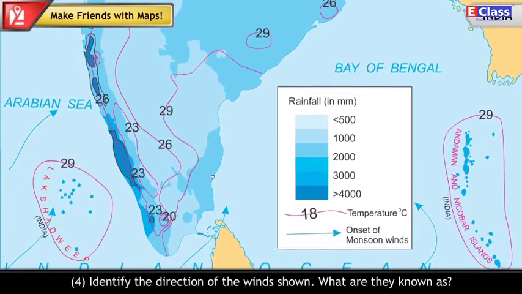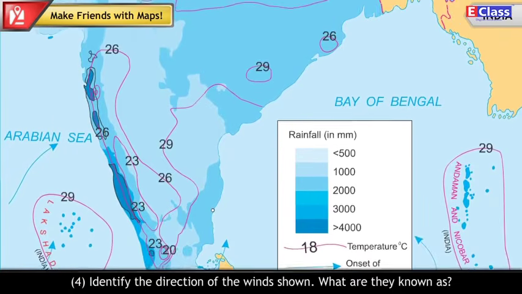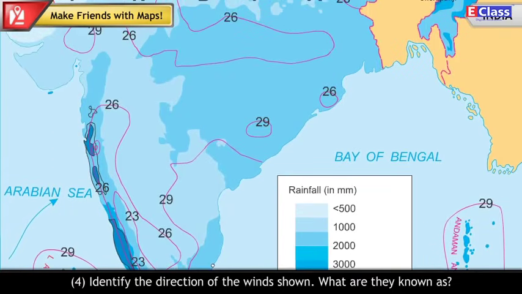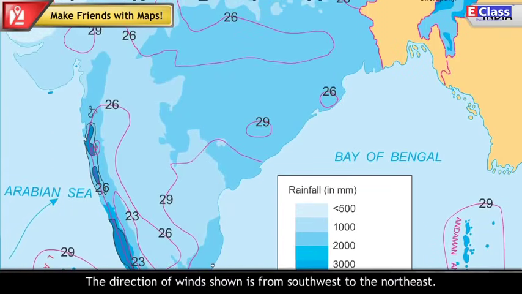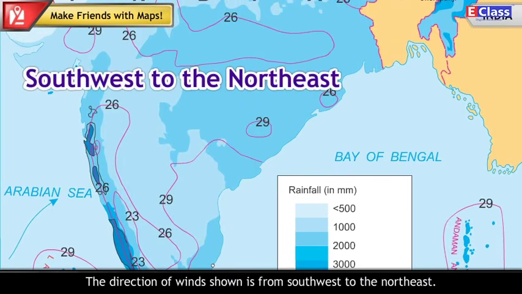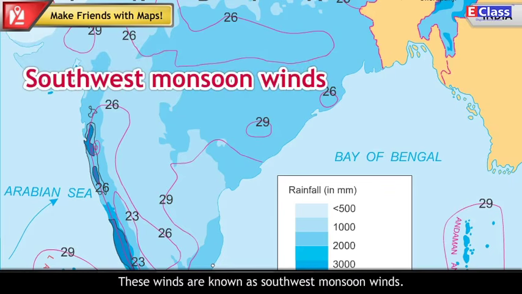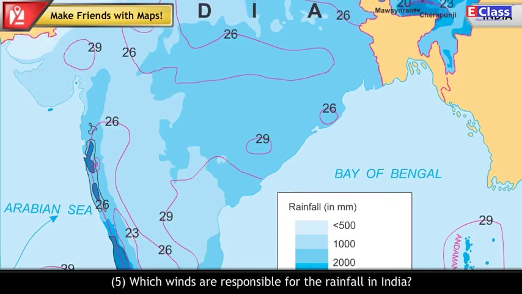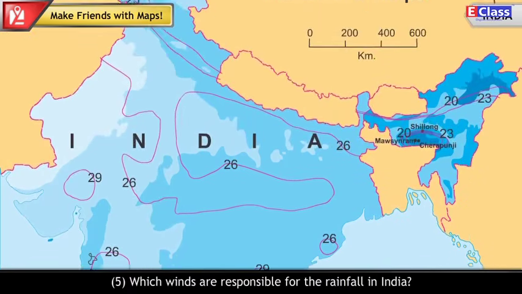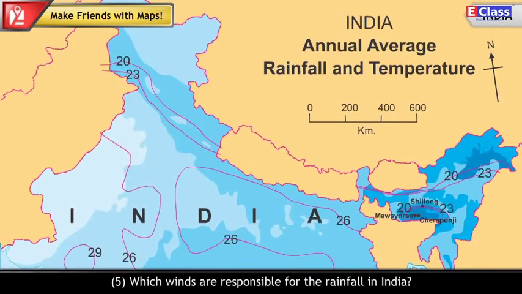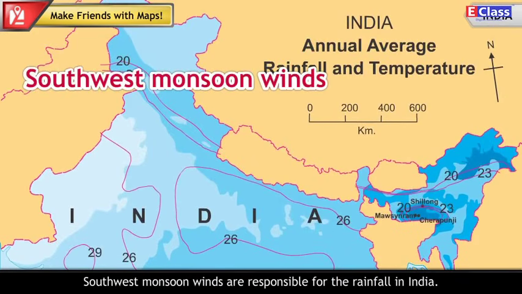Identify the direction of the winds shown. What are they known as? Answer: the direction of winds shown is from southwest to the northeast. These winds are known as southwest monsoon winds. Which winds are responsible for the rainfall in India? Answer: southwest monsoon winds are responsible for the rainfall in India.